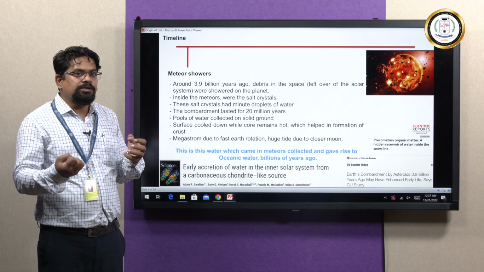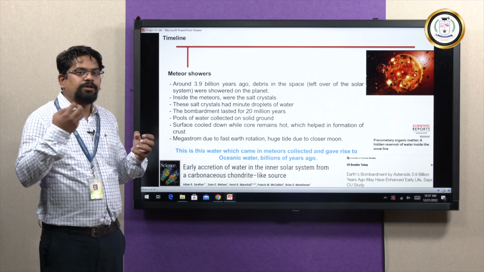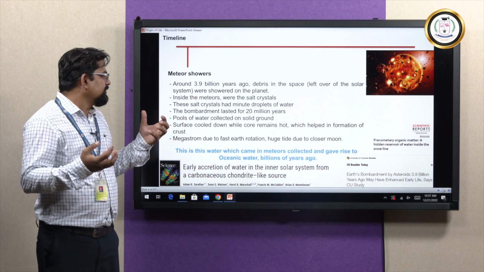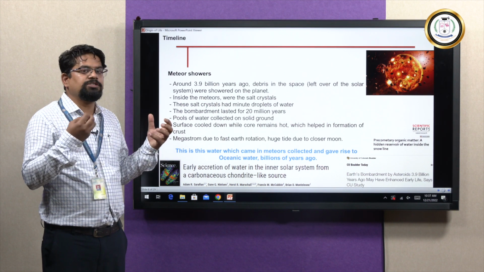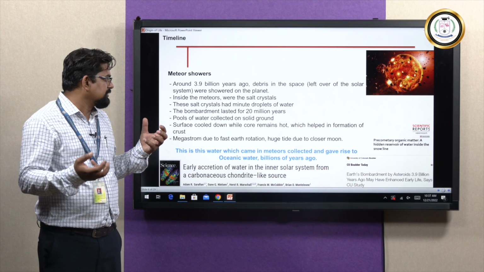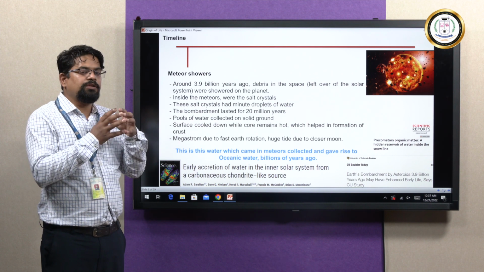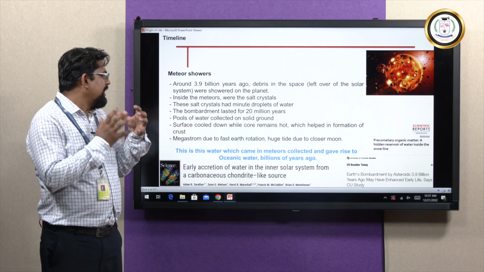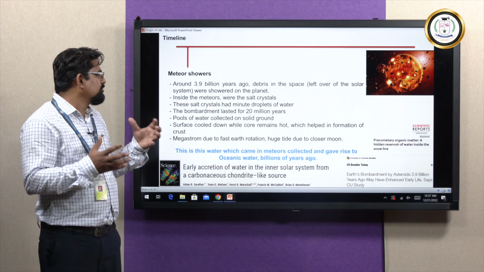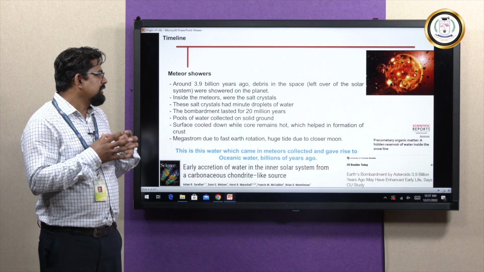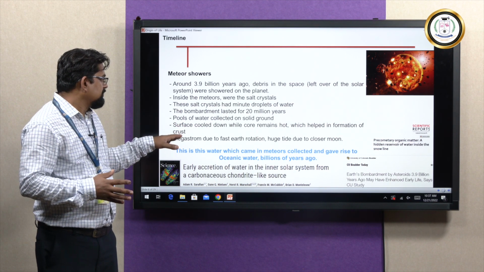Now, the earth's core was very hot, and the surface cooled down, which helped in the formation of the earth's crust, right? So the core of the earth was still hot, and the surface cooled down because of the presence of the water, which helped in the formation of the crust.